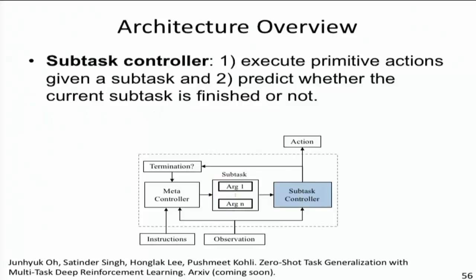So the goal of the subtask controller is to be able to execute any arbitrary combination of action and target object without seeing all these combinations explicitly at training time. And second, it also has to internally predict whether it's done with the task or not. So when it's done with the task, it should give a signal back to the meta controller that it is done with that task.